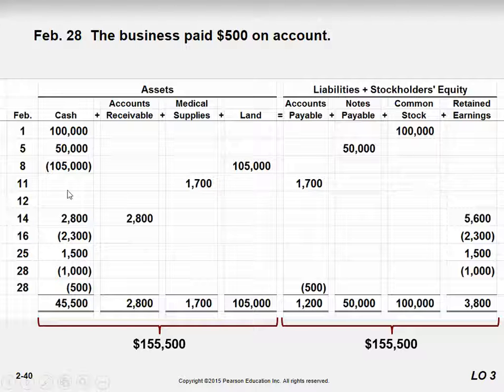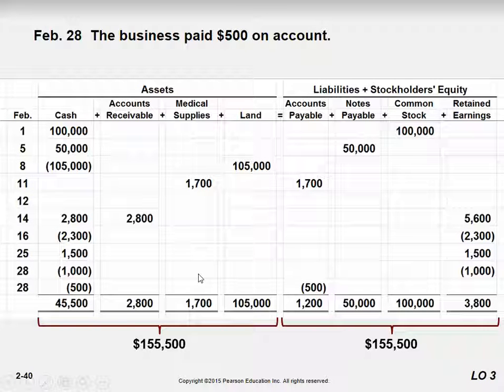If something drops here, it's going to either have to go up on the left-hand side or down on the right-hand side. If something goes up here, it's either got to go up, and then this is kind of a weird one because it's two sums here. If the assets go up by 2,800, that means something on the other side has to go up by 2,800 times 2. Just want to show you this real quick.